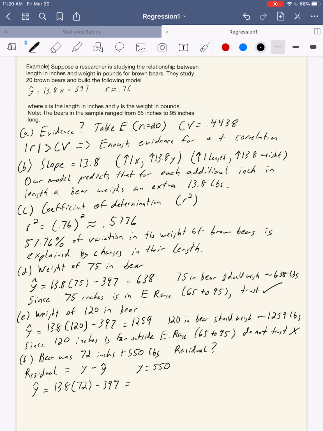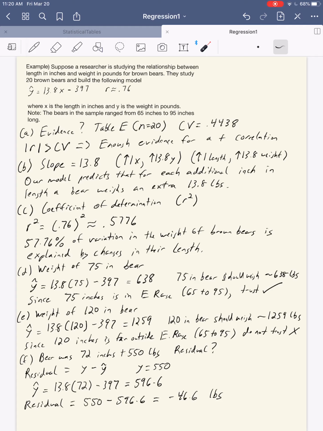Let's go ahead and calculate that. 13.8 times 72 minus that 397, and we should get 596.6. So that's our predicted. So what is the residual then? Well, the residual would be the actual 550 minus the predicted, which would be 596.6. And if we do that, 550 minus 596.6, this would be negative 46.6 pounds. So the residual or the error for this bear would be negative 46.6 pounds, right?